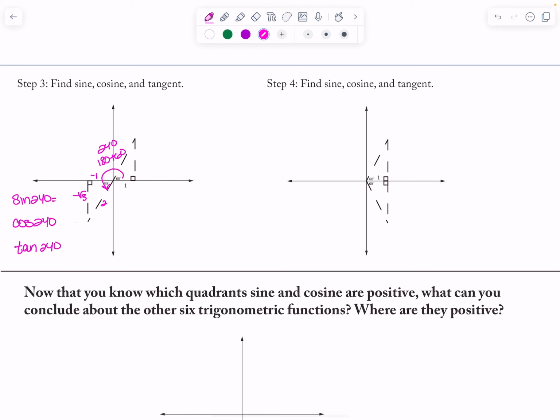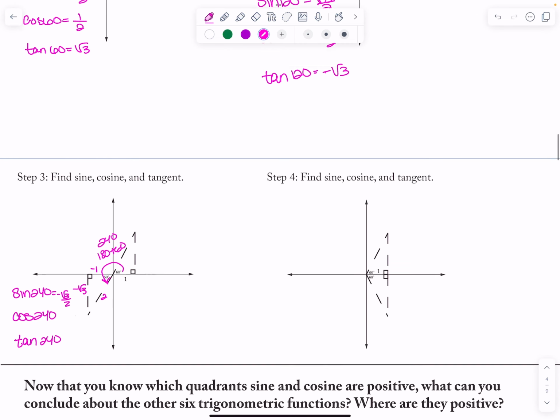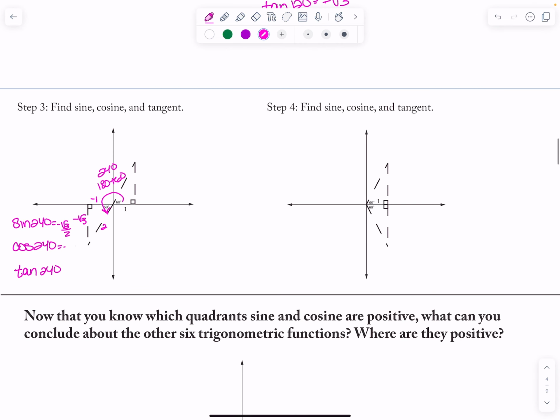Okay, so let's see, 240 degrees, so that is opposite, which is negative root 3 over 2. And then I have negative 1/2. And then I have a negative root 3 over negative 1, which is a positive root 3. So again, in quadrant 3, tangent and cotangent are positive, and everybody else is negative.